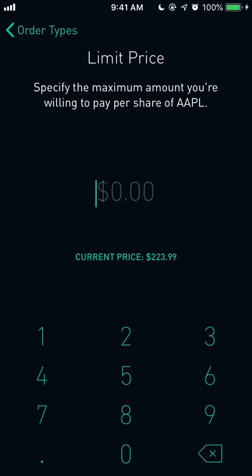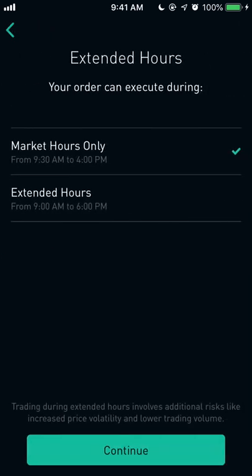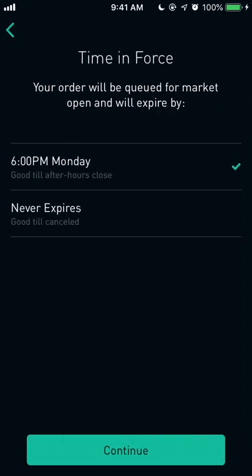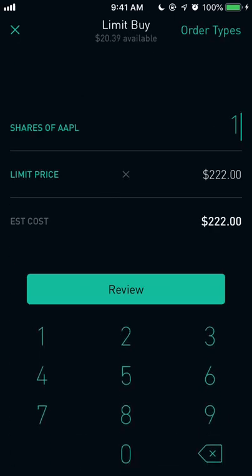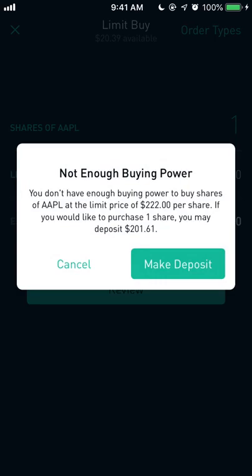If I just go 222, click continue, and then I'll say market hours only, or extended hours. Extended hours, it doesn't really matter. You can do whichever one you want. It's totally free, but during extended hours it might be a little bit more volatile. Then if you click continue, you can either go never expire, or good till after Monday. That's really up to you, again, when you want to do it. And if you click continue again and then click review, it will go through for you.